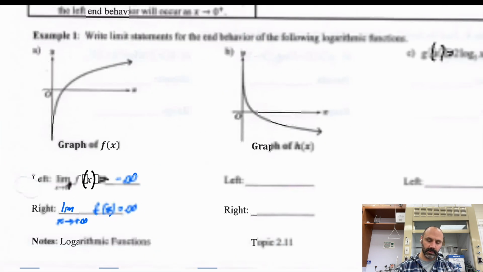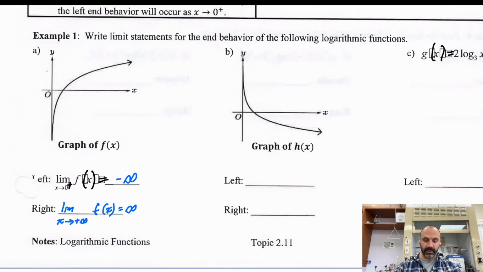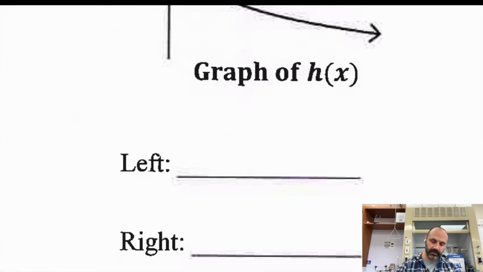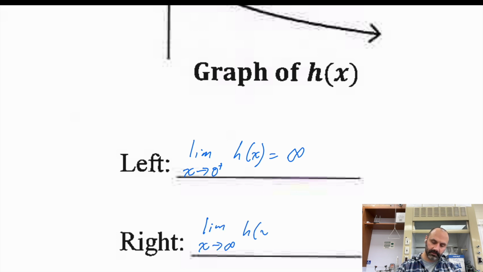It goes up. And then it's going to be the reverse for h of x, because it's flipped. So we're going to get positive infinity as we get closer to 0, and negative infinity as the function goes out to infinity. So the limit as x approaches 0 from the right of h of x is infinity. And the limit as x approaches infinity of h of x is negative infinity.